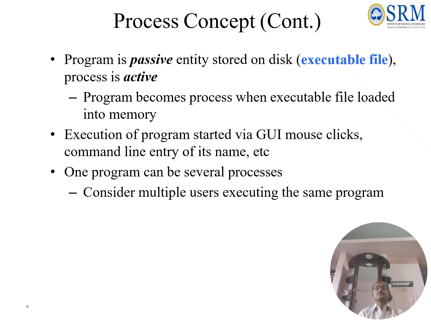A program becomes a process when an executable file is loaded into the memory. Memory in the sense, it is called primary memory. Then execution of a program is started via GUI mouse clicks, command line entry of its name, etc. Then one program can be several processes. Don't think that a program is a process. One program can be seen as several processes. Consider multiple users executing the same program.